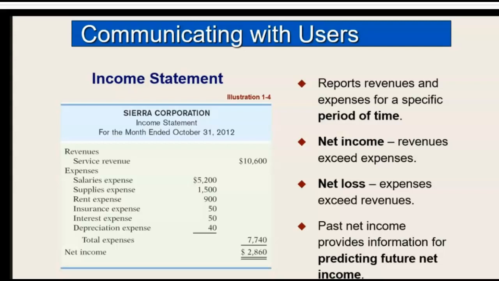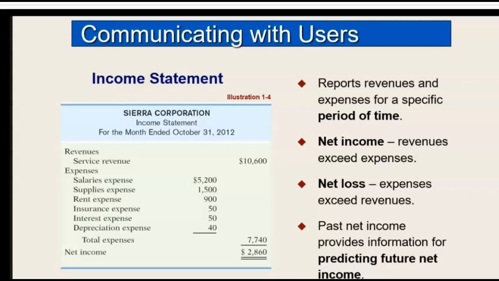Now the expenses are $7,740. You see that on the outside column. In accounting, when we want to present data and we're going to add up a lot of data, we move inside to a new column. So in the middle column, you see the list of expenses: sales expense, supplies expense, rent expense, insurance expense, interest expense, and depreciation expense. Now we draw a line, and the total expenses are carried to the outside column.